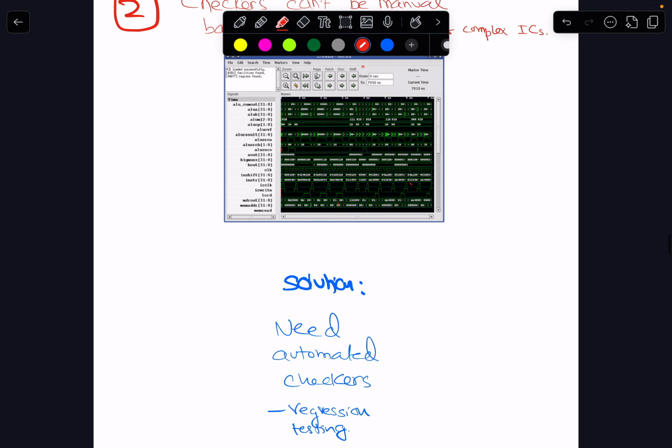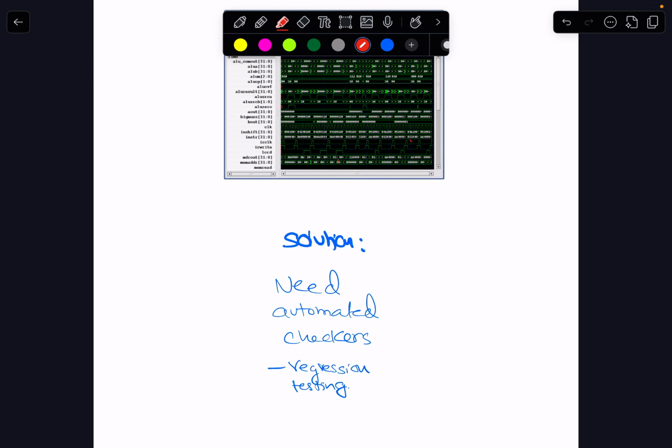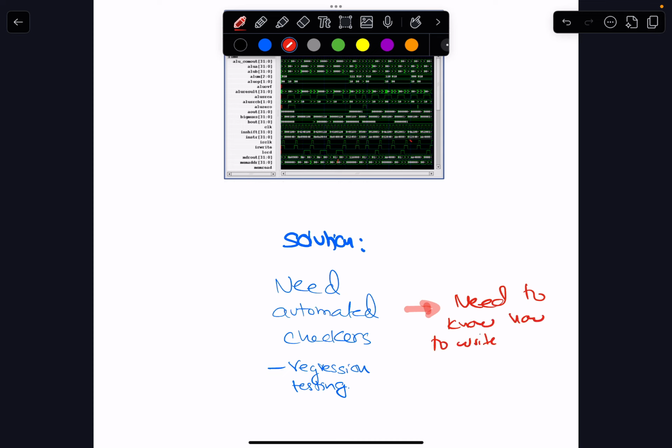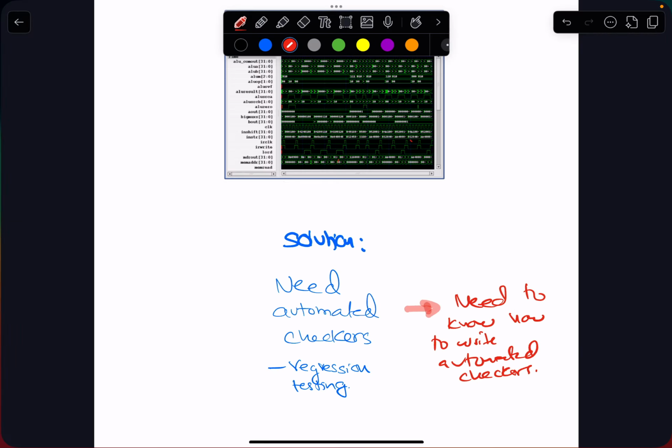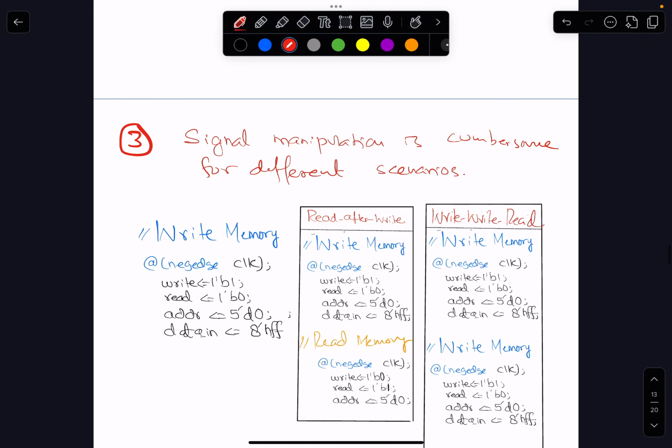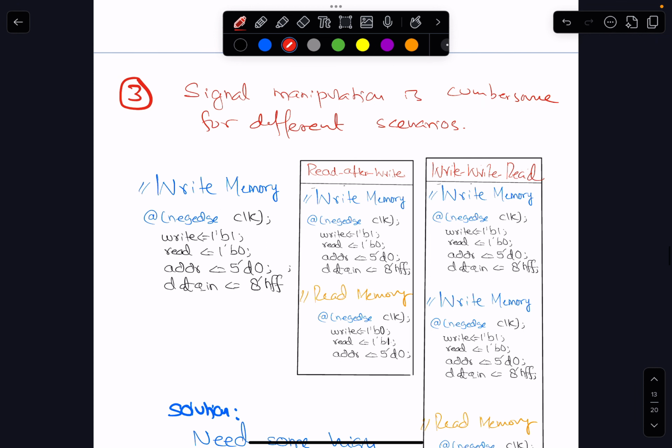So the solution is that you need automated checkers. Okay, so we need to see how we can write automated checkers. You need to know how to write automated checkers. These are the two reasons.